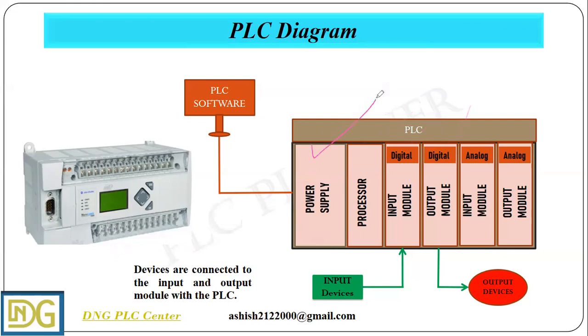It has a power supply, processor, digital input modules, digital output modules, analog input modules, analog output modules, and more communication ports and LED sections. So it is divided section-wise, and all sections are built together to make a whole PLC. Okay, and how do we connect our field input devices?